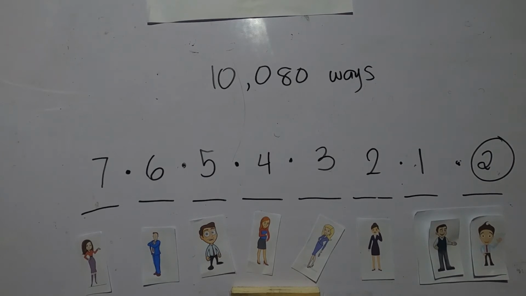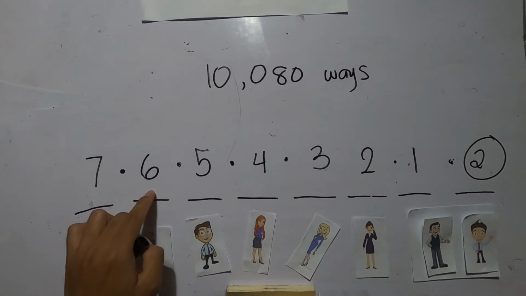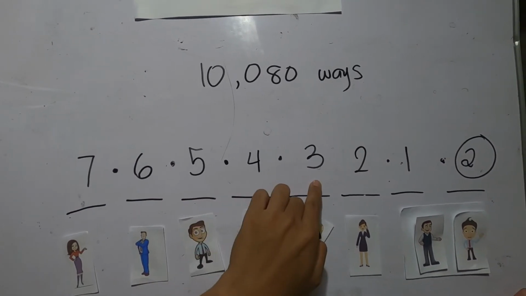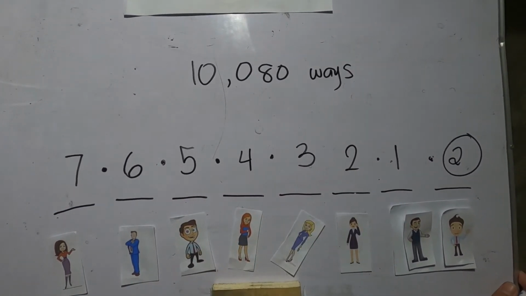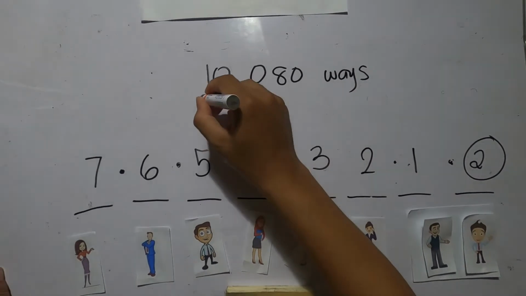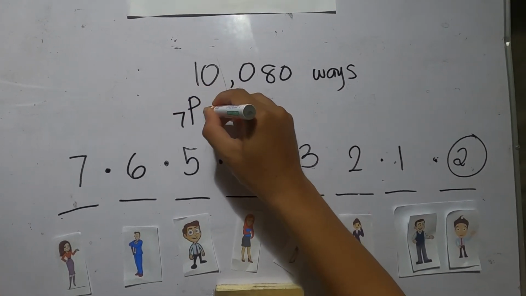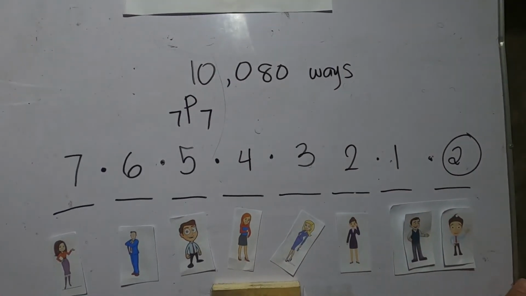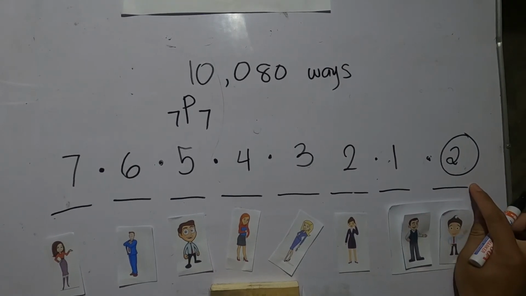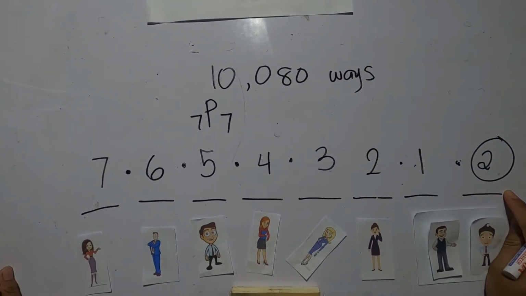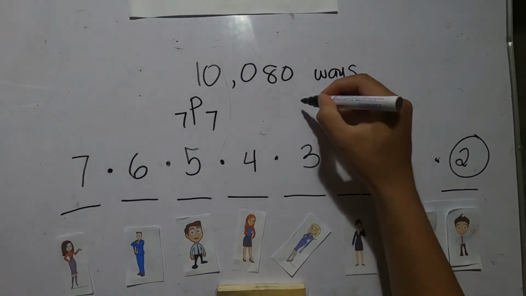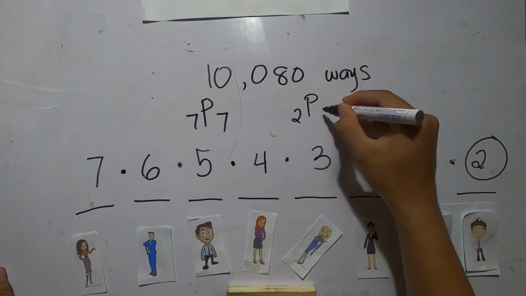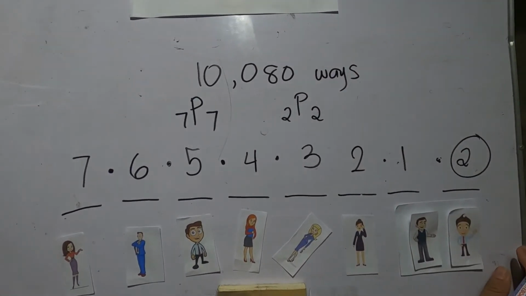We can also answer the problem using the formula for permutation. By observation, the product of 7, 6, 5, 4, 3, 2, and 1 represents the permutation of 7 taken 7, while the value of 2 has the same value as 2 factorial, or the permutation of 2 taken 2.